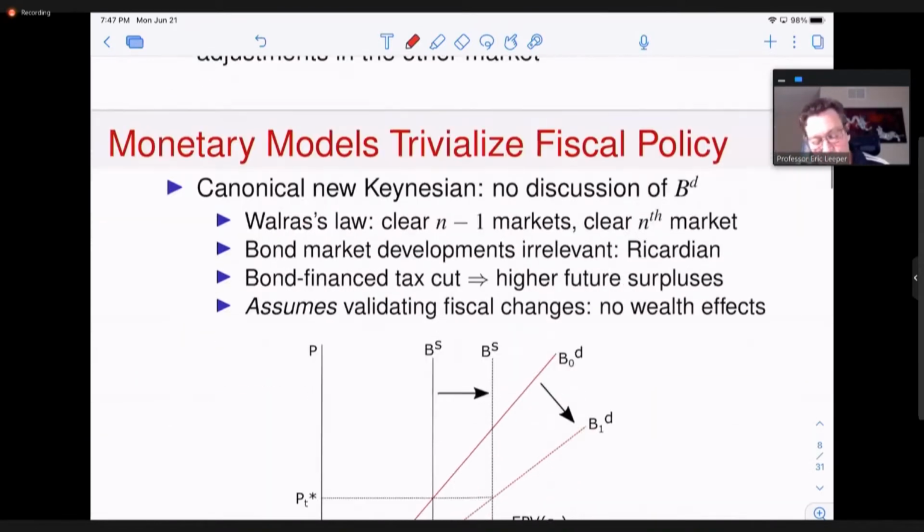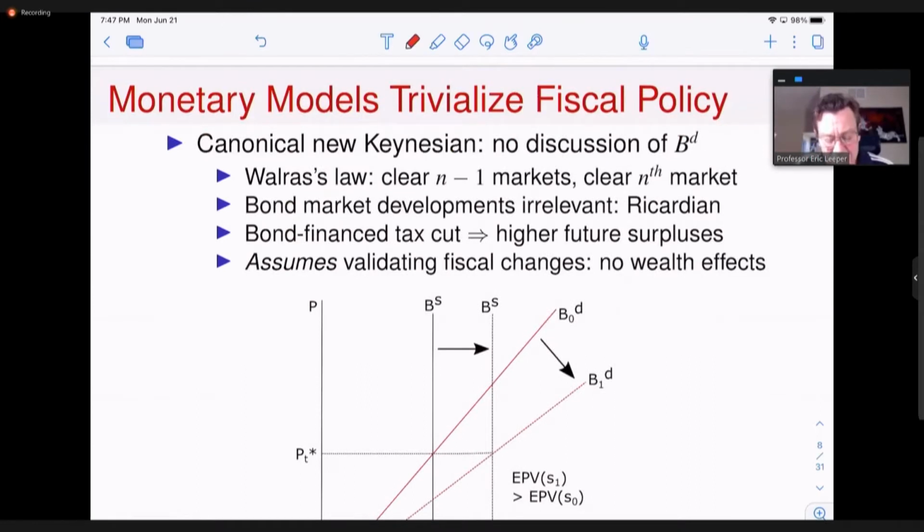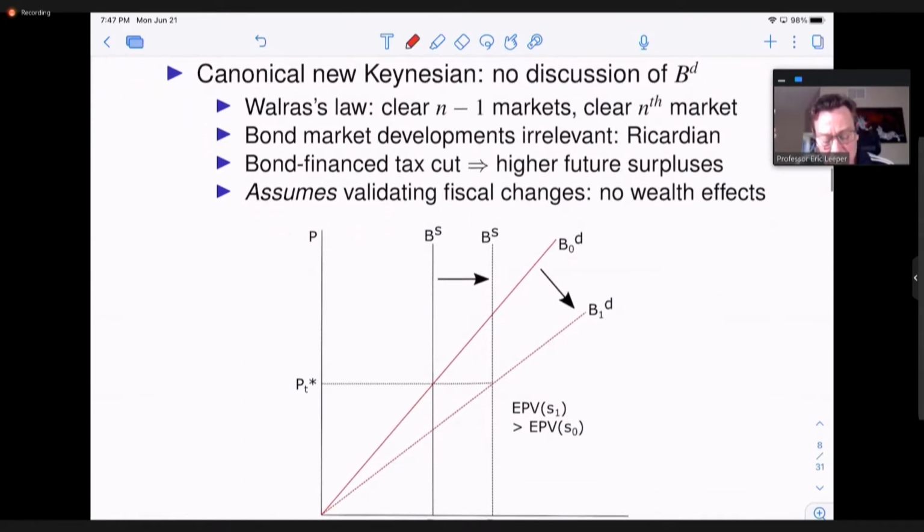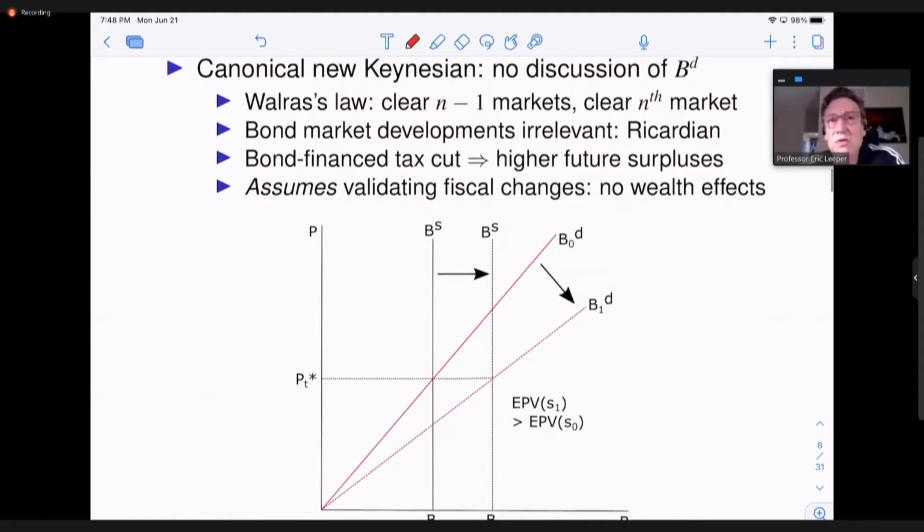Now, you don't usually see this kind of exposition. Any fresh PhD might scratch their head and say, I don't know, what are they talking about? We don't see any of this stuff in the New Keynesian model. There's no discussion of a demand for bonds. And the reason is simply that we invoke Walras' law. So you clear n-1 markets, therefore the nth market has to clear. In the context of this setting, if you clear the goods market and the money market, well, then we know the bond market has to clear. The question is, how? How is it going to clear?